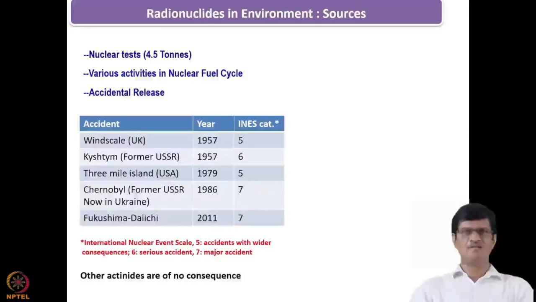Some of the accidents I have mentioned in the table below, like the Windscale accident in 1957 in the UK, and there are categories of these accidents which are mentioned in the footnote of this table. Category 5 is accidents with wider consequences, number 6 is serious accident, and number 7 is major accident. In the former Soviet Union there was also an accident in 1957, the Kyshtym, falling in category 6, a serious accident. Three Mile Island in the USA in 1979 falls in category 5. The Chernobyl reactor accident, which is now in Ukraine, took place in 1986 and falls under category 7. And in 2011, the Fukushima Daiichi nuclear reactor accident in Japan also falls in category 7.